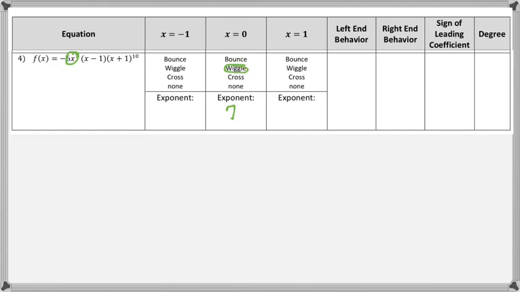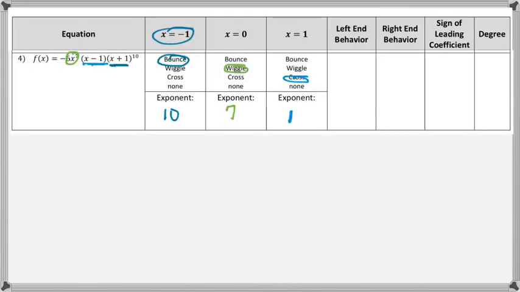And then we have our x minus 1, which is going to give us that positive 1. There's no exponent written, so that means the exponent is 1. That means it's a cross there. And then the last one is this x plus 1 to the 10th power. That's going to be that negative 1, and because it's an even exponent, that's going to give you a bounce.